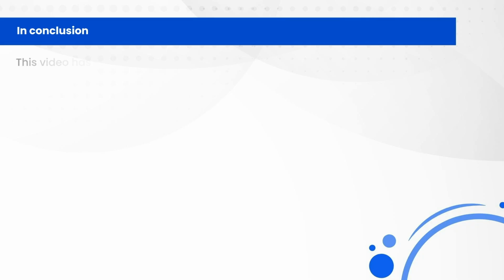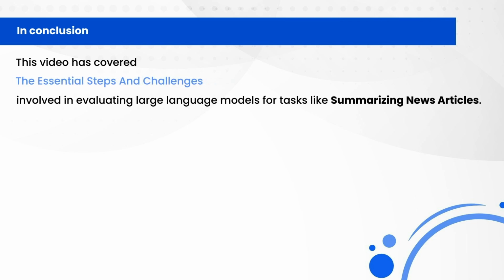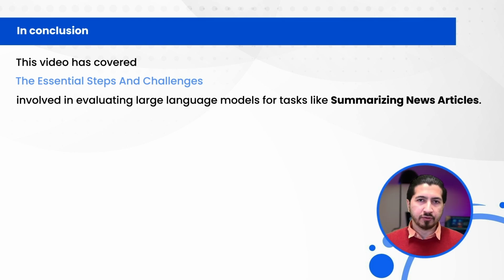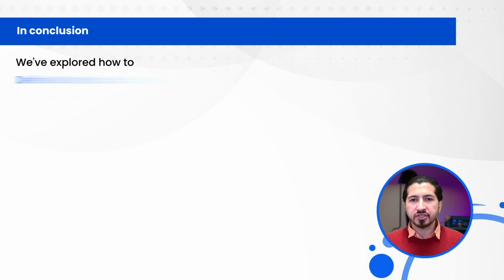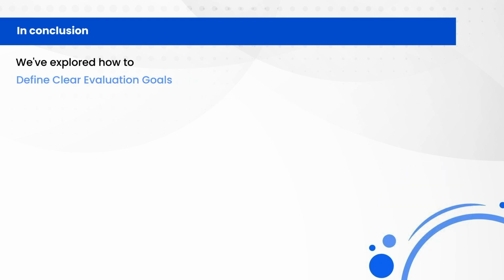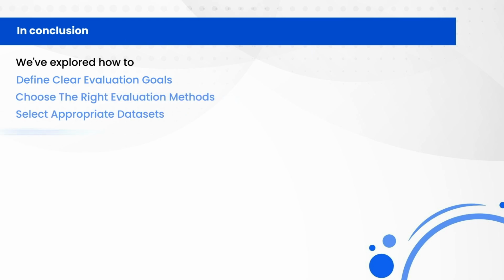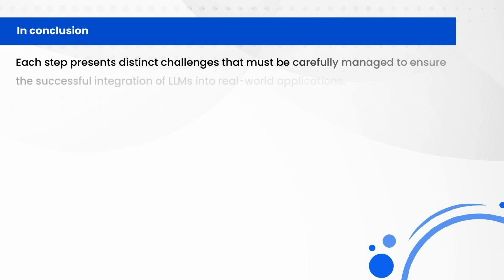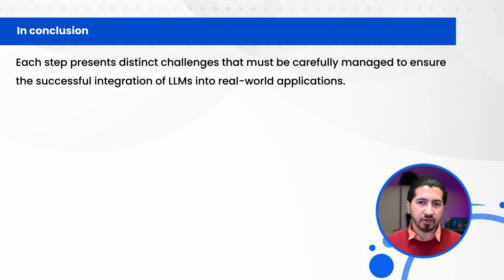So, in conclusion, this video has covered the essential steps and challenges involved in evaluating large language models. We looked at these evaluations for tasks like summarizing news articles. We've explored how to define clear evaluation goals, choose the right evaluation methods, select appropriate datasets, and effectively interpret the results. Each step presents distinct challenges that must be carefully managed to ensure the successful integration of large language models into real-world applications.